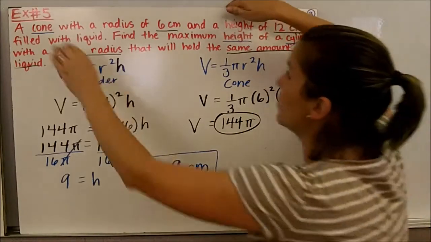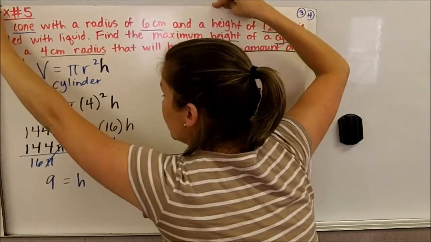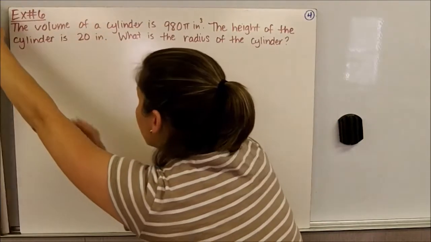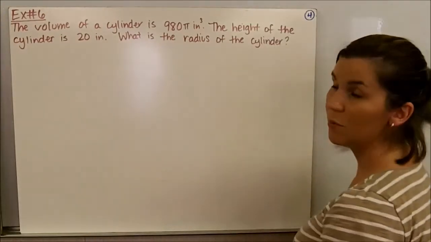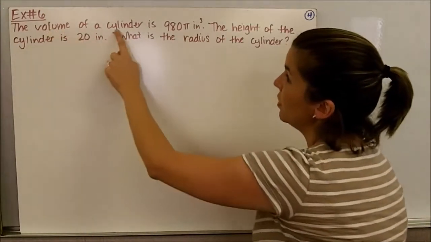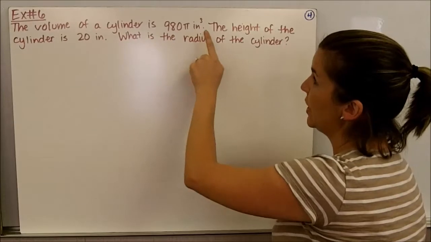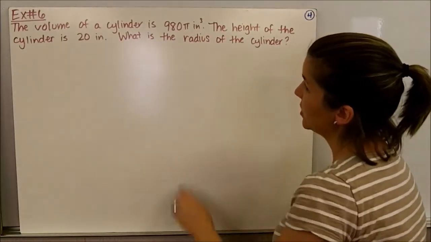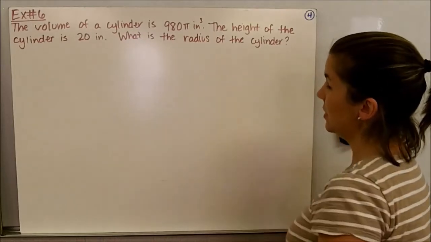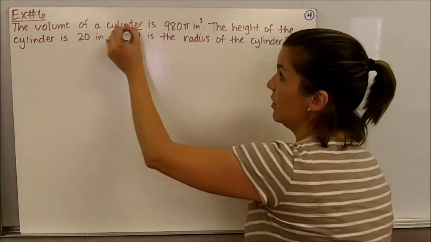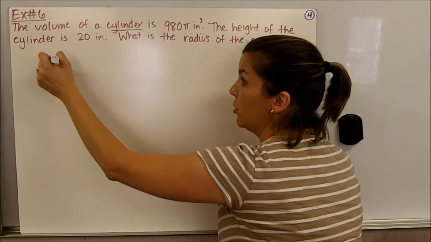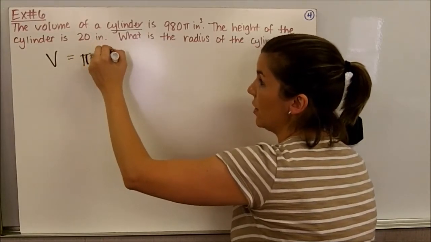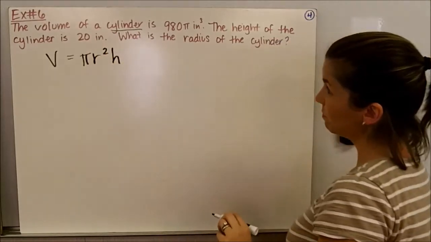Okay, we have another example. Example number 6. The volume of a cylinder is 980 pi inches cubed. The height of the cylinder is 20 inches. What is the radius of the cylinder? So again, a cylinder and volume. Volume of a cylinder, here's the formula, pi r squared times the height.